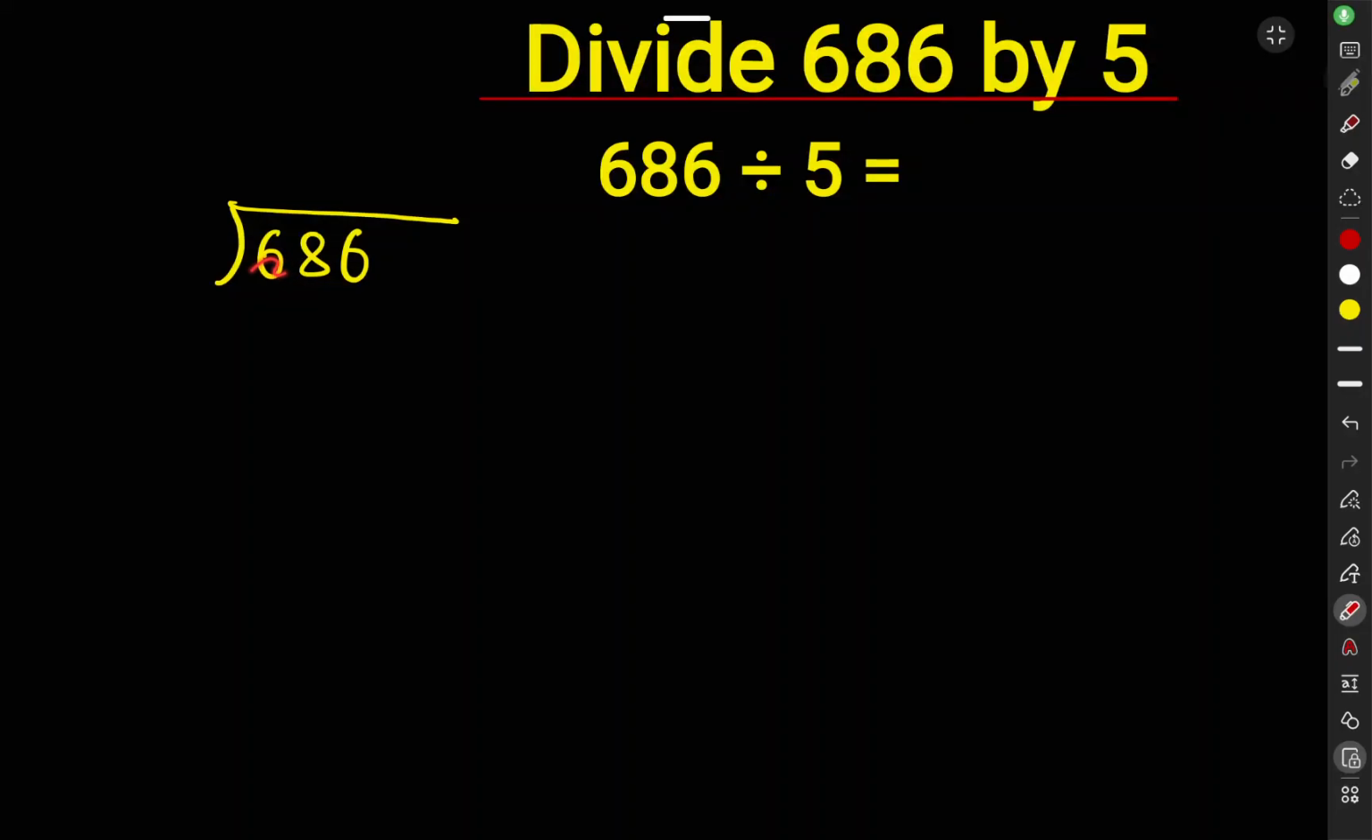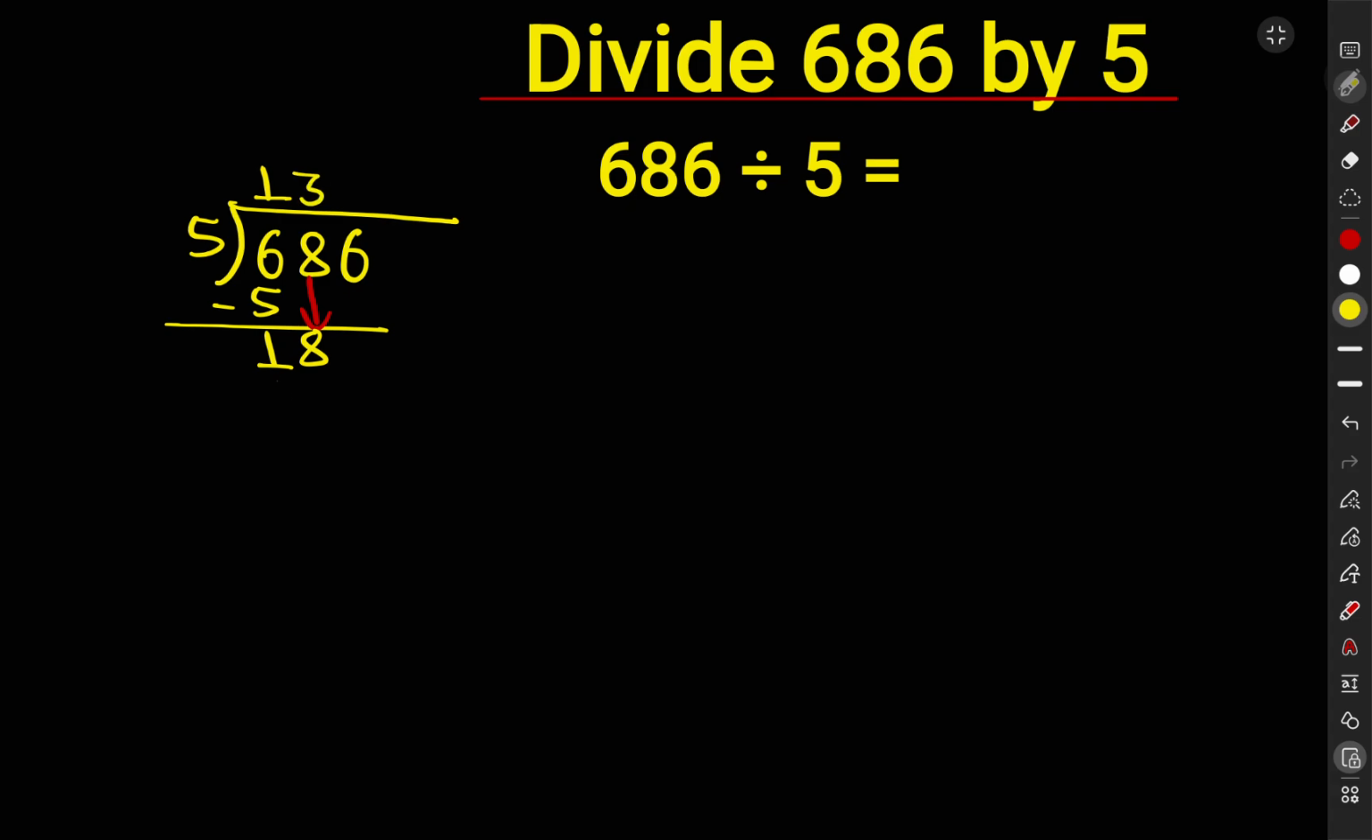We divide 686 by 5 in long division method. 5 times 1 is 5. On subtracting we get 1. So again we put down this 8 and it is 18.